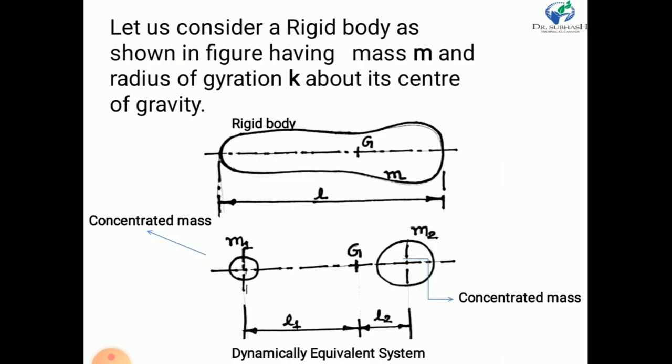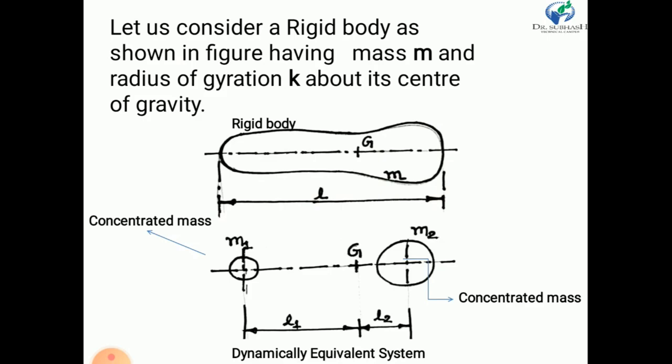Okay, so let us consider a rigid body. This is a rigid body as shown in the figure having mass m, and the radius of gyration is k about its center of gravity. That means this is our rigid body, and this is the center of gravity for this rigid body, and this rigid body has mass m and its length is l.